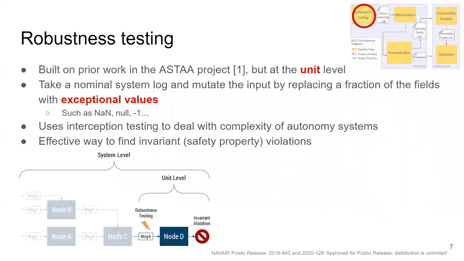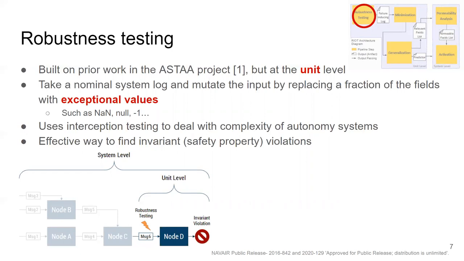The first step of the toolchain is robustness testing at the unit level. Testing at the unit level requires less complexity overall and therefore may be more efficient at finding bugs. This black box testing approach, which comes from our previous work in the ASTA project, takes a system log of nominal behavior and mutates the inputs by replacing a fraction of the field values with exceptional values such as NaN, null, -1, and so on.